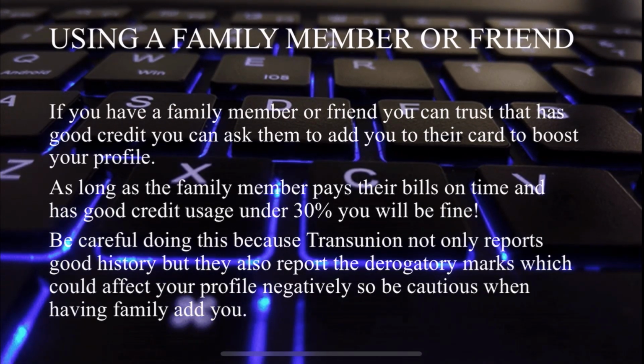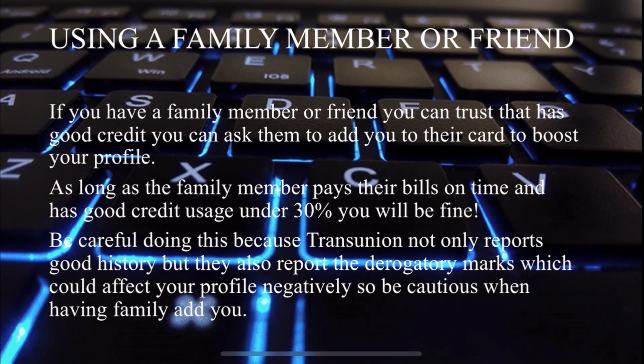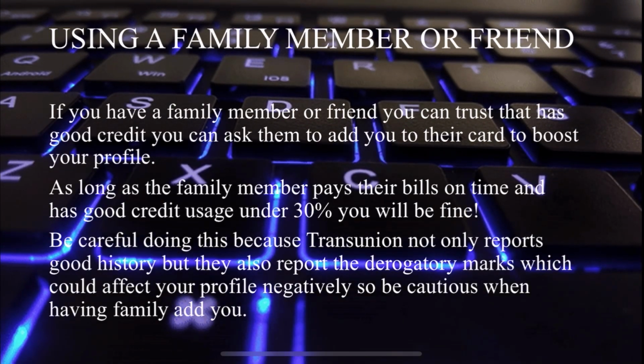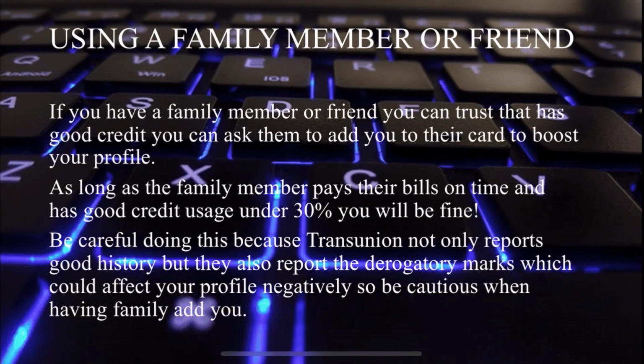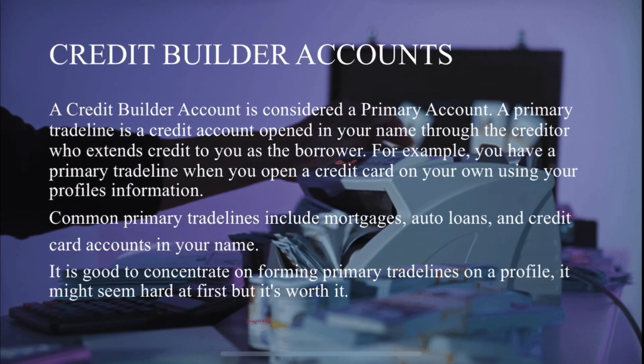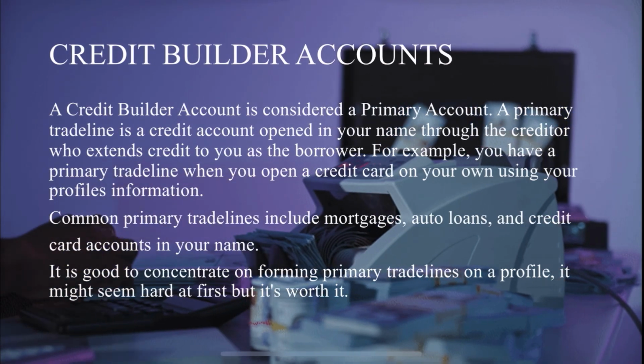But the big thing is just thinking about TransUnion, because TransUnion does report negative derogatory marks as well when your credit merges. Your credit doesn't merge, but when your credit reports from an AU trade line. So credit builder accounts. A credit builder account is considered a primary account.